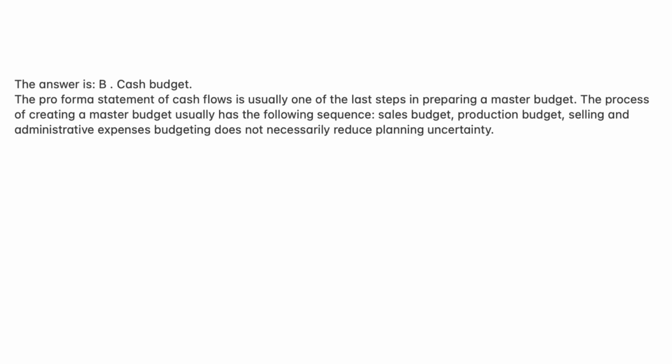The process of creating a master budget usually has the following sequence: sales budget, production budget, selling and administrative expenses. Budgeting does not necessarily reduce planning uncertainty.